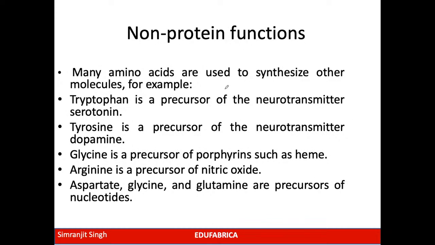And some non-protein functions. These amino acids are used to synthesize other molecules. For example, tryptophan is a precursor of neurotransmitter serotonin, and tyrosine is a precursor of neurotransmitter dopamine, and glycine is a precursor of porphyrins as heme, and arginine is a precursor of nitric oxide, and aspartate, glycine, and glutamine are the precursors of the nucleotides.